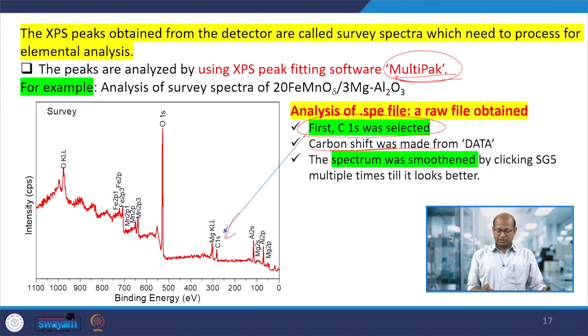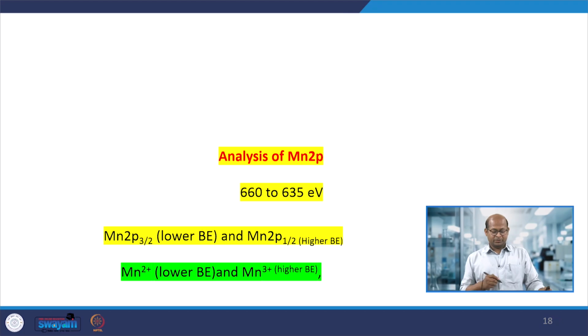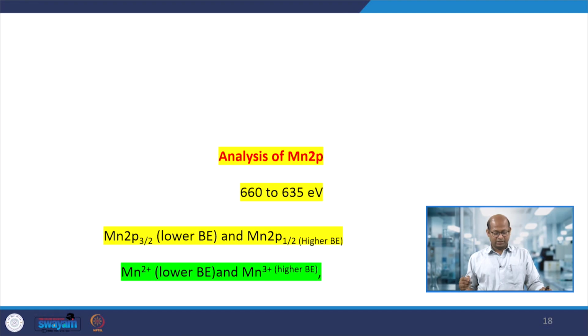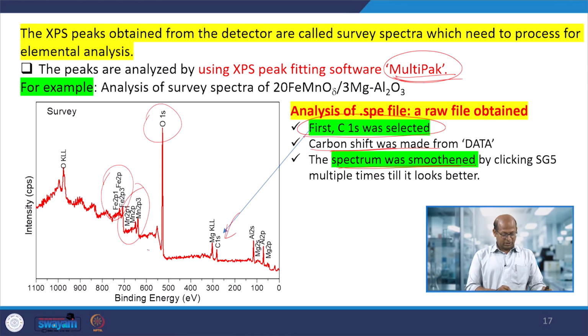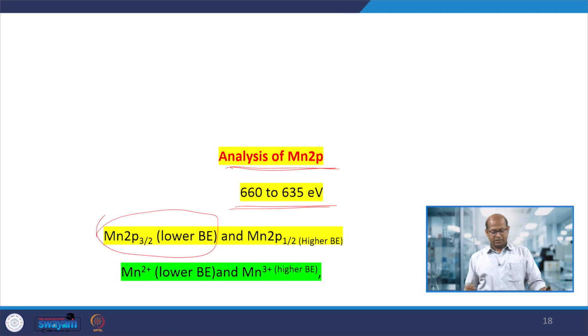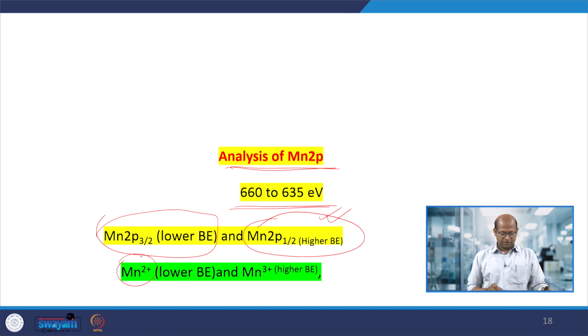First we have to smooth the spectra that we have obtained with the help of the software, and after that, different metals may be present. Let's say manganese is present, iron is present, and oxygen is also present. If we want to analyze manganese 2p, manganese comes within the 635 to 662 electron volts range, the binding energy. In manganese, there may be Mn 2p 3/2 at lower binding energy, or Mn 2p 1/2 at higher binding energy. And the manganese may be present as Mn2+ or Mn3+, two different oxidation states.